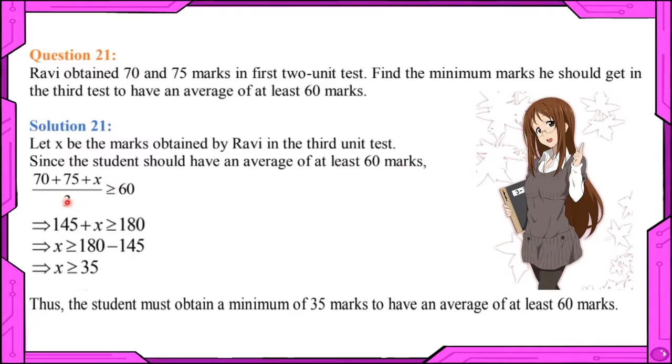So how can we find out the average? Do you remember how we used to find arithmetic mean or average? Sum of all the observations divided by number of observations. So the same concept we have to use here as well. It means 70 plus 75 plus x, and how many tests? 3. So divided by 3 and it should be greater than or equal to 60. And solve it. What are we getting? 35. So Ram should obtain a minimum of 35 marks to have an average of at least 60 marks.